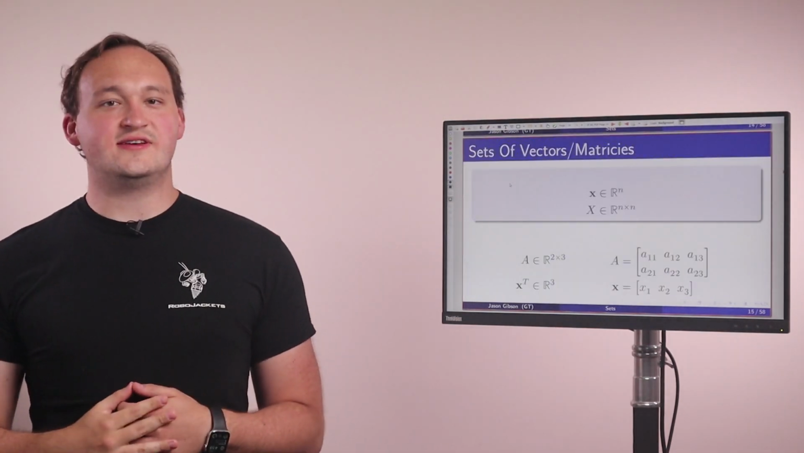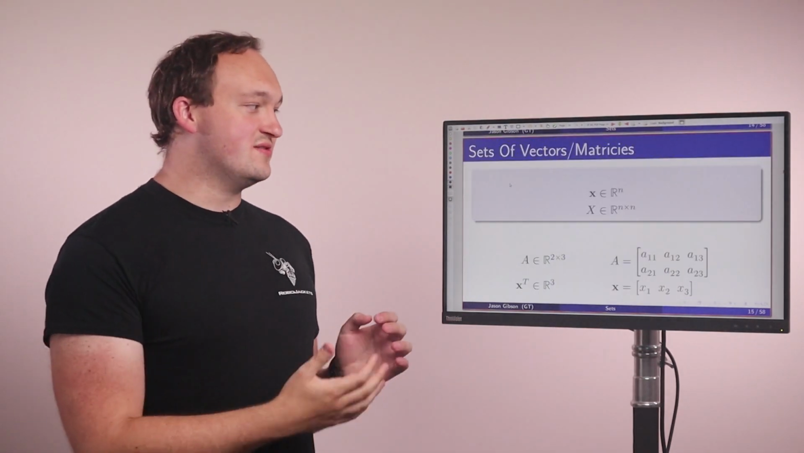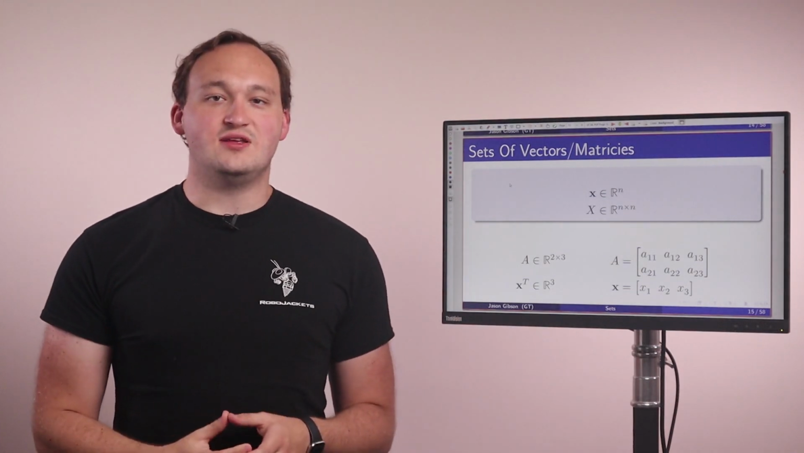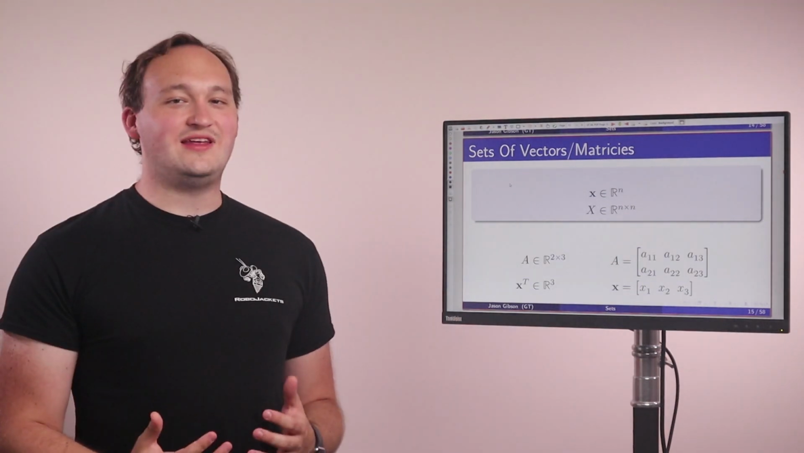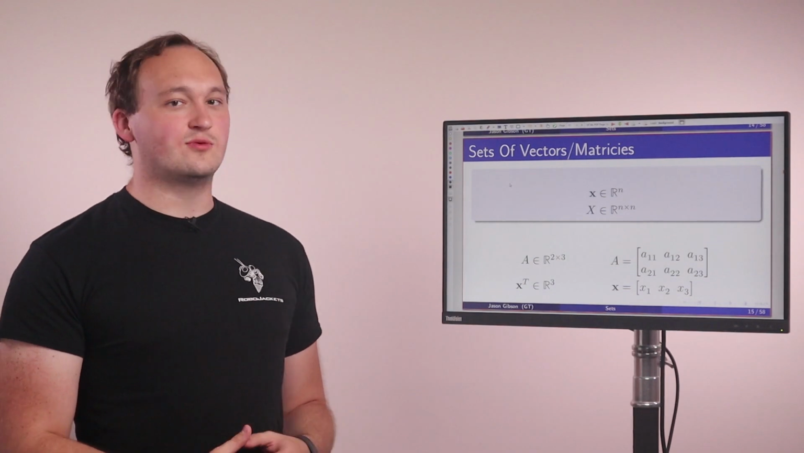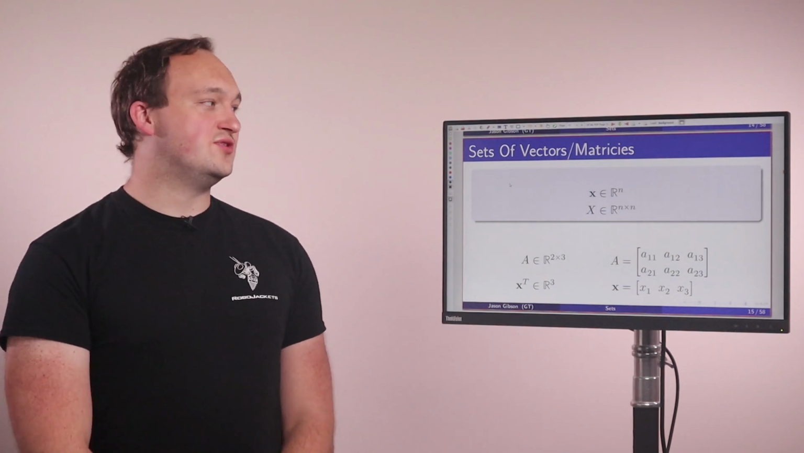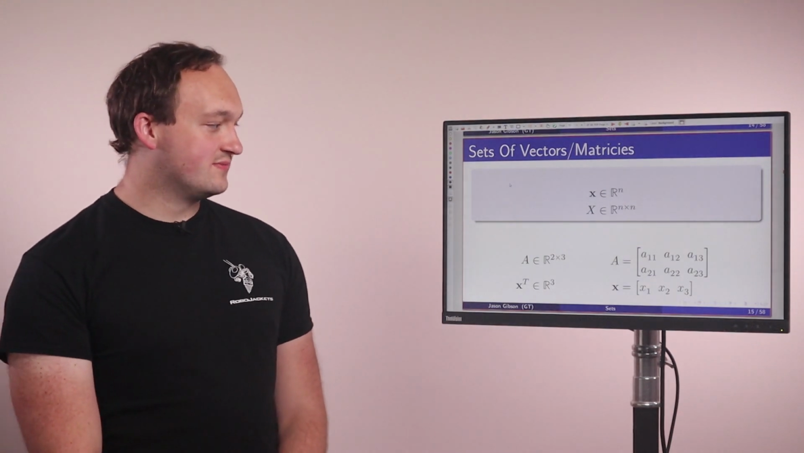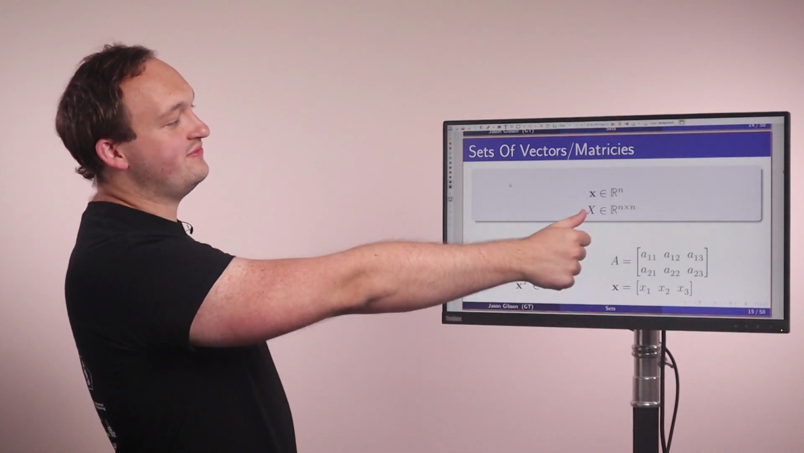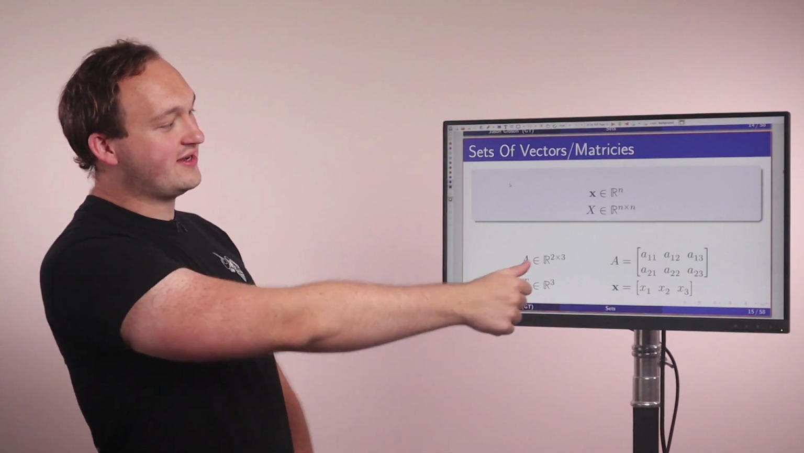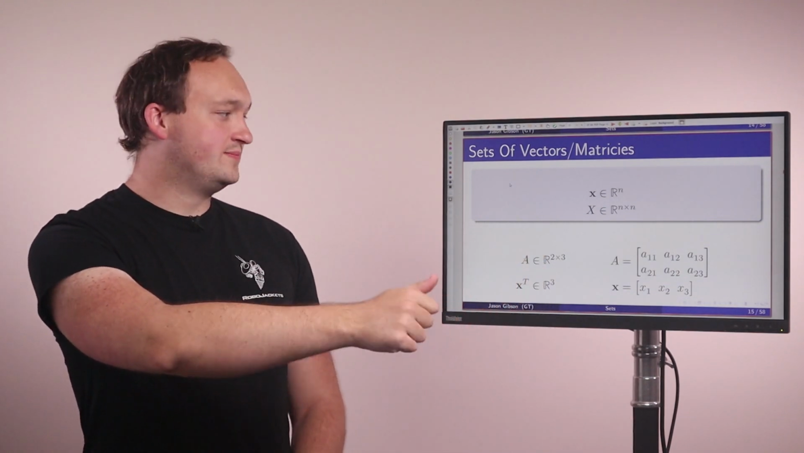So next we're going to talk about sets of vectors and matrices. This is the most common notation you'll see pretty much in any paper you pop up. It will almost immediately define what its state space is, or what controls it's using, or where this robot is operating, and that is usually done through these kinds of notations. So we have like X is a vector in R^n, or X is a vector in R^(n×n).